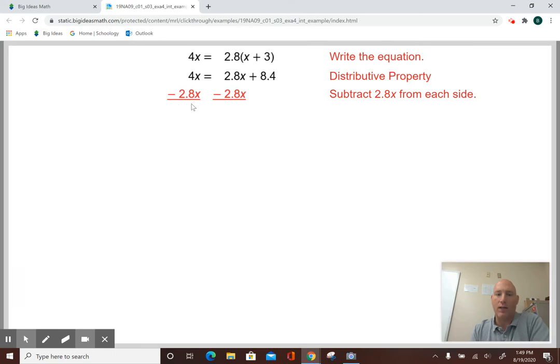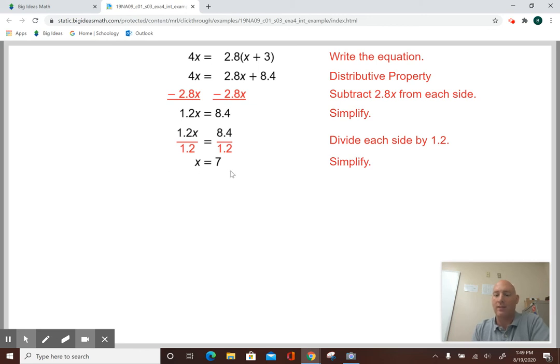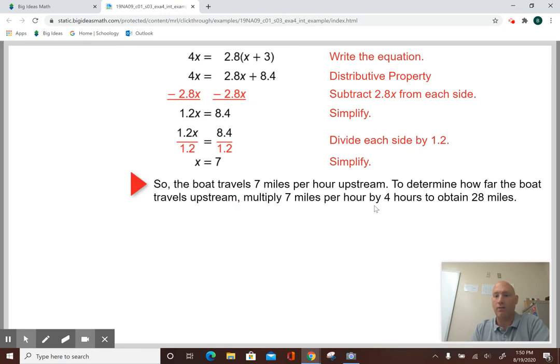4x minus 2.8x is 1.2x, and that will equal the 8.4. Now I have all my x's on one side. Final step, to get rid of the times 1.2, we have to divide by 1.2, and we're at x equals 7. So remember what x represented, though. We went to the very beginning, and we identified x as the speed upstream, and that's what we were searching for. So we just solved it all, and we got it, and we're done.